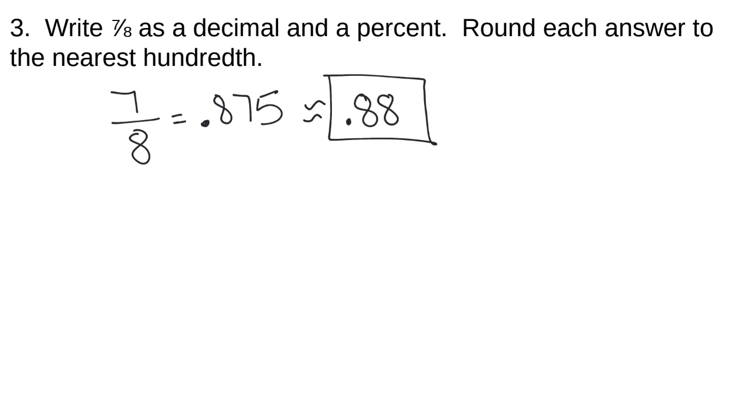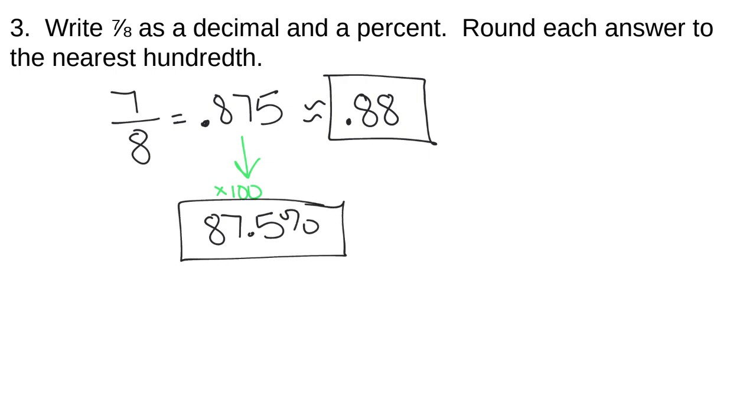Now it also asked us to find the percent. I'm going to go back to my unrounded answer though, because I don't want to lose any of those digits. To write it as a percent, we can just multiply him by 100. So 0.875 times 100 is 87.5%. Do you see why I used that unrounded answer? If I had used this answer of 0.88, I would have gotten 88%, which is close, but is not correct to the nearest hundredth.